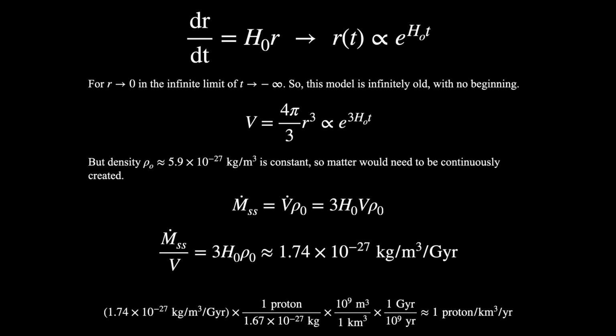That's about what's got to be created in the universe in order for the steady state model to work. You have to create matter, 1 proton for every cubic kilometer every year in the entire universe. Some proton just has to magically come out of nowhere. This is the core need of the steady state model.